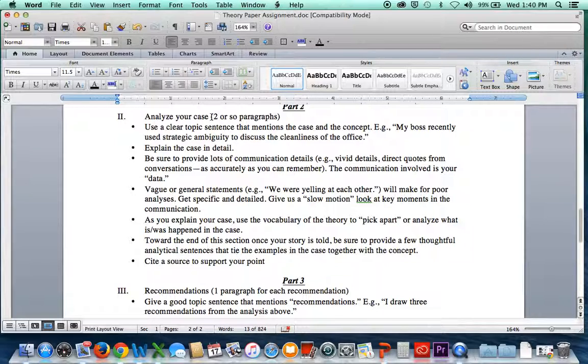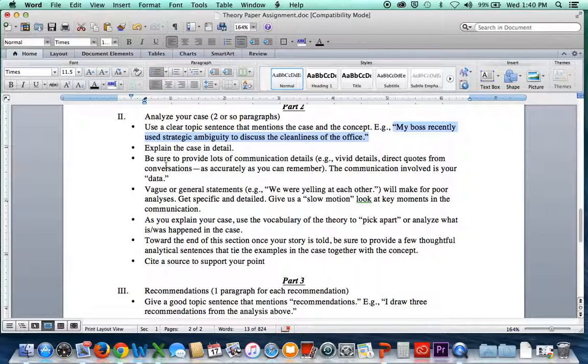but this is where you explain your situation, your case, introduce it with a clear topic sentence. The topic sentence should mention the concept and the situation. It's not just a story here. You're telling a story with the vocabulary of that concept that you laid out in part 1, so it's important to keep that in the mix.